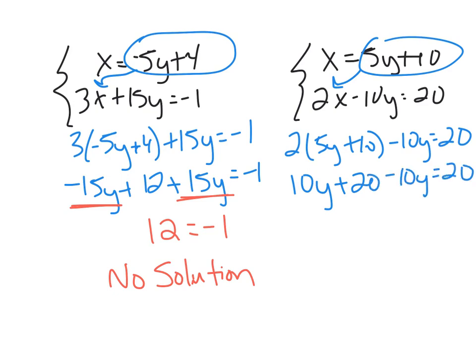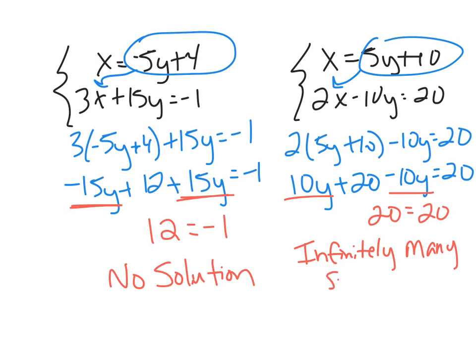So look at your variables. 10y minus 10y. Variables are going to cancel out just like last time. So if we write down the only thing that's left, we've got 20 equals 20. Well, my variables canceled out, but the statement I have left is a true statement. It is not false like the last one. So this is the one that would be infinitely many solutions.